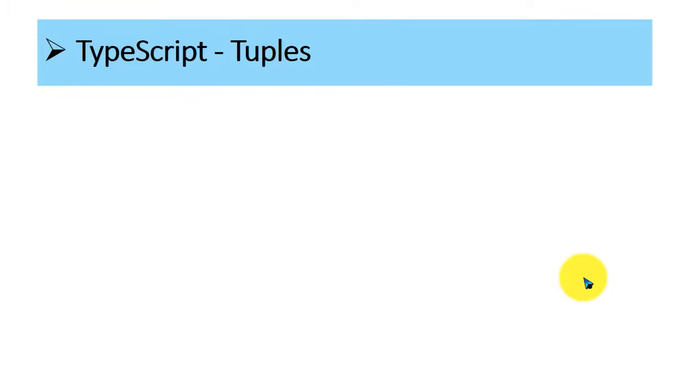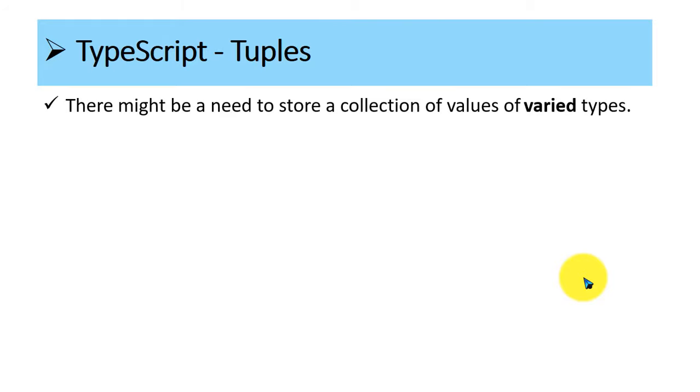Today's topic is the TypeScript tuple. So what is a tuple? Sometimes in programming we need to collect different types of elements in an array. So we can say it's a tuple. Each row, the type of data may differ. This type of thing is available in TypeScript, and it is known as a tuple. There might be a need to store a collection of values of a variety of types.